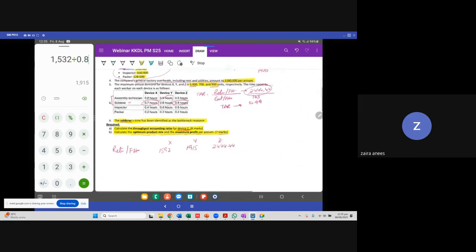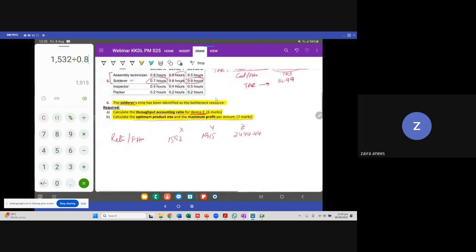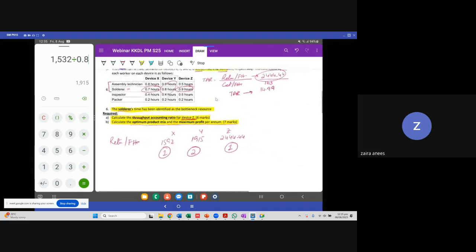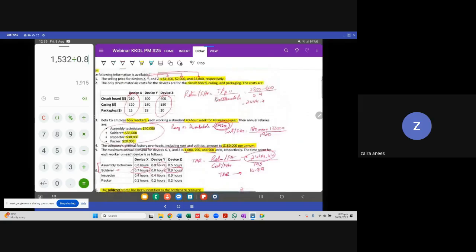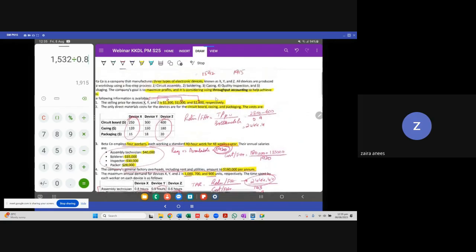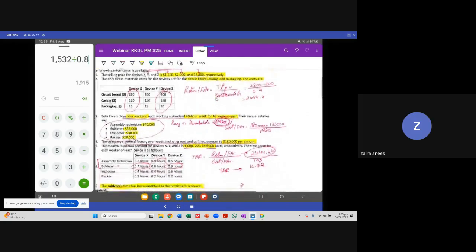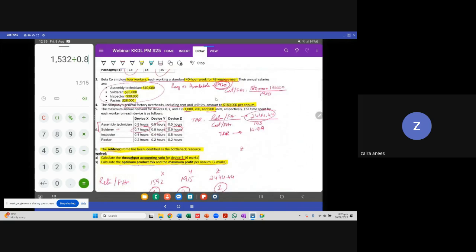Right? So the best option is to produce Z first, then Y, and last we will produce X. Now we will prepare the production plan. The production plan is simple. We just have 1920 hours, right? So first we will manufacture Z. We need to produce how many units? Demand. Yeah, this is the demand.